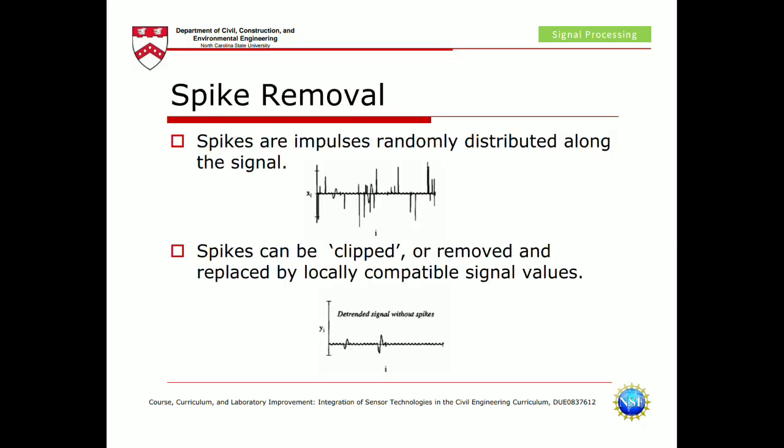So this is the last method, spike removal. What is spike removal? Spikes are impulses randomly distributed along the signal. Spikes can be clipped or removed and replaced by a locally compatible signal value. So we can remove these spikes from the original signal, and we can also replace these spikes by the locally compatible signal value.